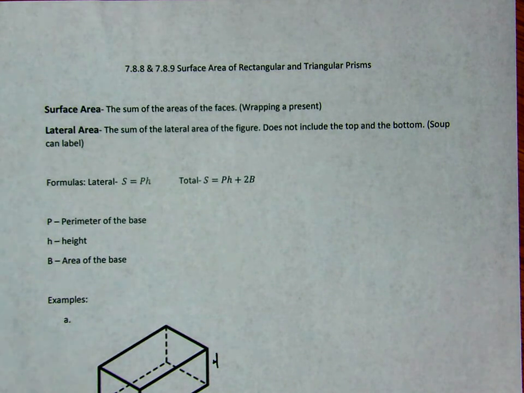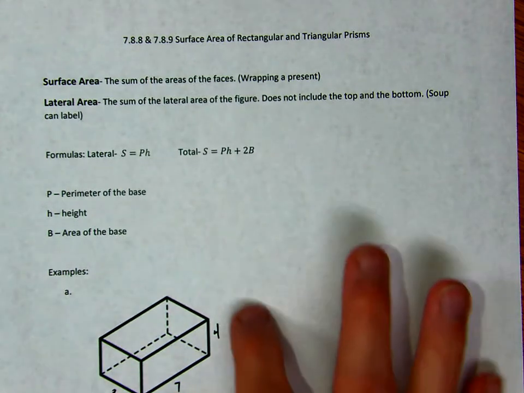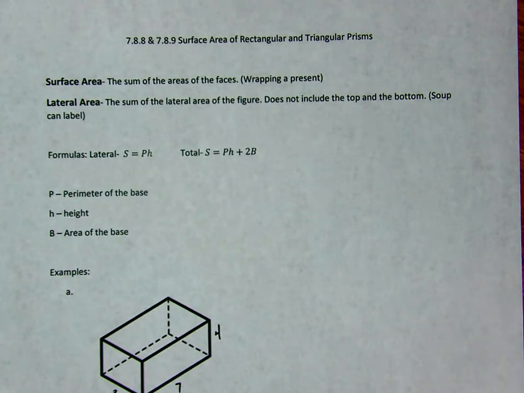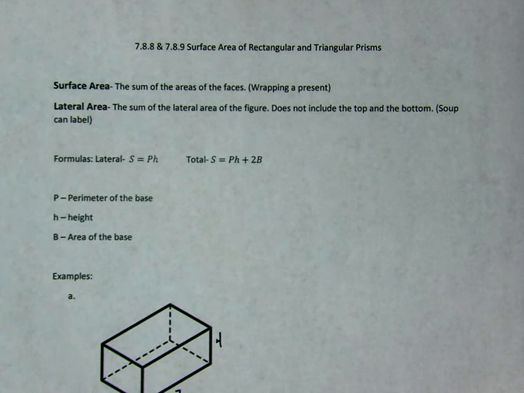I like to use the example of wrapping a present. When you wrap a present, you don't want to see any of the box or anything that's inside. So think about that. Surface area is going to cover the total outside area of the shape you're solving for.